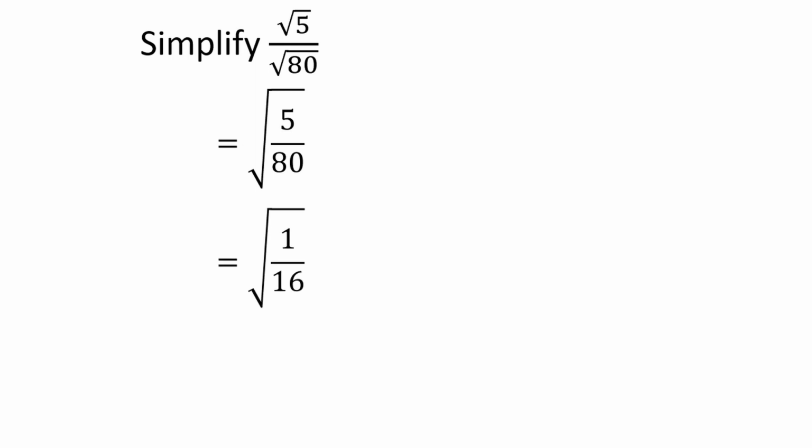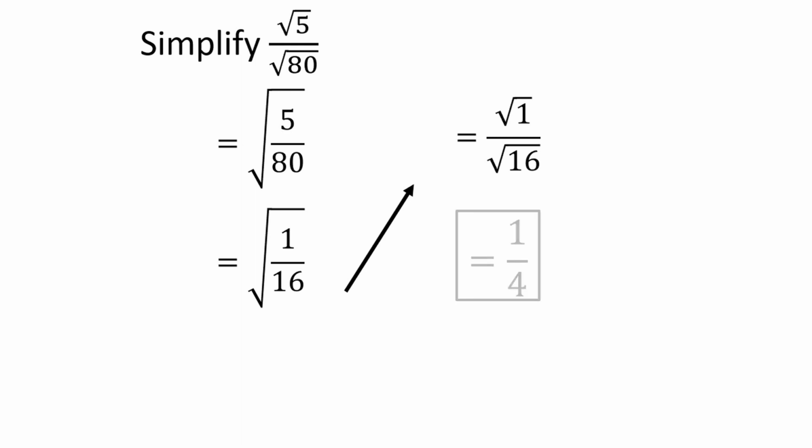Now we can break this back into two separate square roots to get the square root of 1 divided by the square root of 16. The square root of 1 is just 1, and the square root of 16 is 4, so our final answer is 1 over 4.